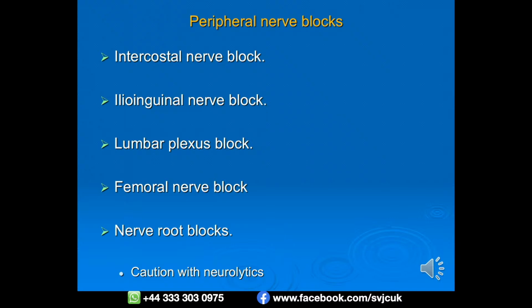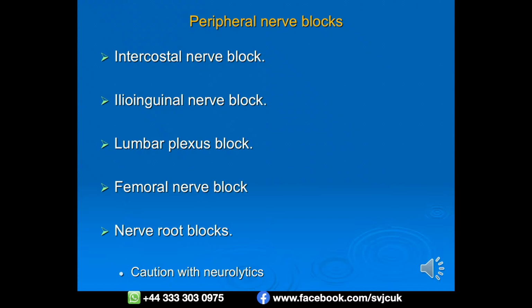A lot of peripheral nerve blocks can be used depending on the position of the tumor, such as intercostal nerve blocks, ilioinguinal nerve block, lumbar plexus block, femoral nerve block for lower limb pain, nerve root blocks for pain if it is in the dermatome of that particular nerve root. And a lot of times you can use local anesthetic and steroid combination, which may give you a few weeks to a few months relief as well without any permanent consequences.